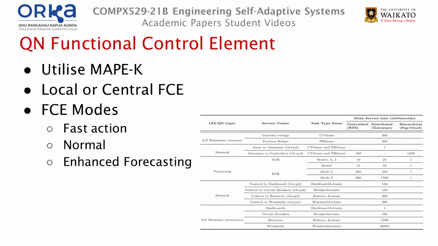The enhanced forecasting mode will try and predict future forecasts and power usage. This consumes a high amount of CPU. Fast action is obviously the quickest, with normal slightly slower, and enhanced forecasting mode taking the longest amount of time.